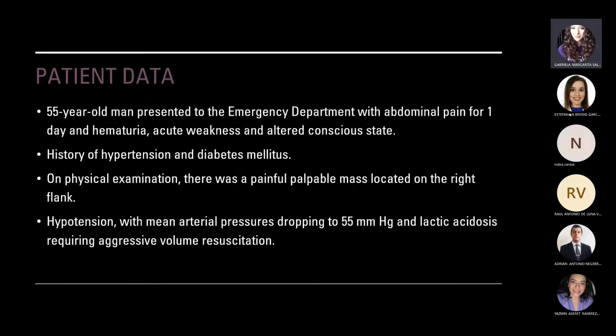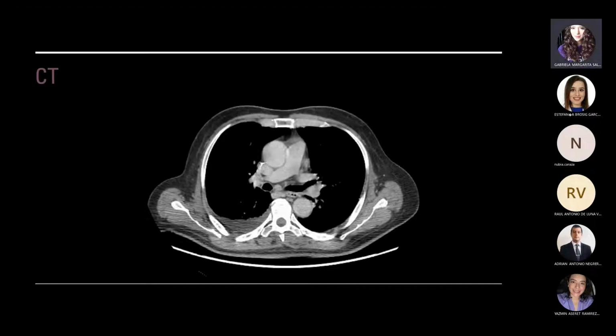It's about a 45-year-old man who presented to the emergency department with abdominal pain for 1 day and hematuria, acute weakness with altered conscious state. He had a history of hypertension and diabetes. On physical examination, there was a painful palpable mass located on the right flank, and he developed hypotension with mean arterial pressure dropping to 45 millimeters of mercury and lactic acidosis, requiring aggressive volume resuscitation. A CT was performed.